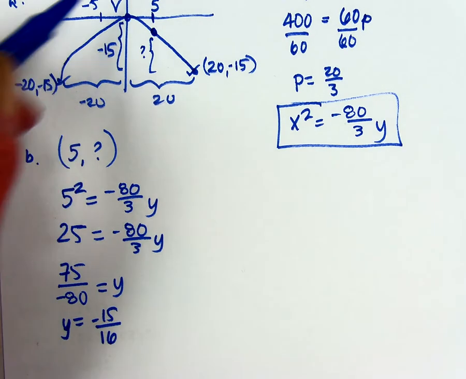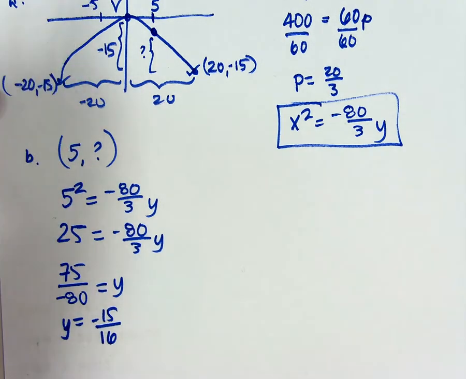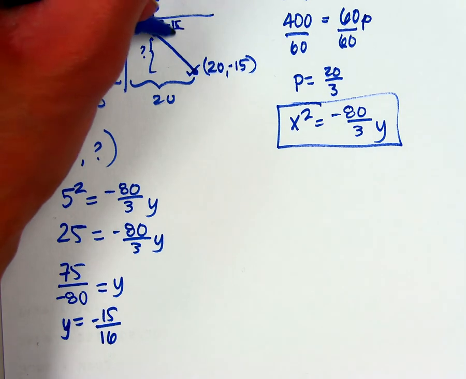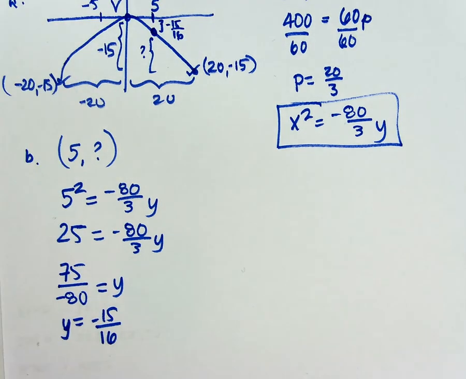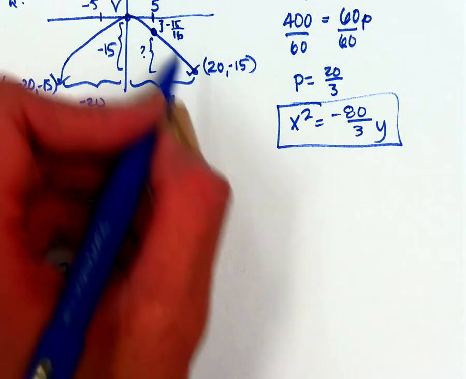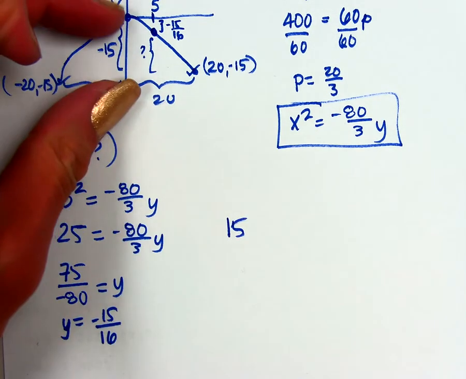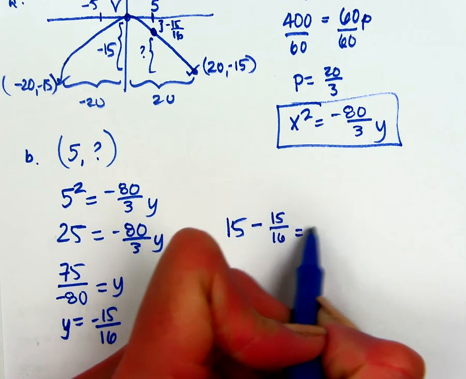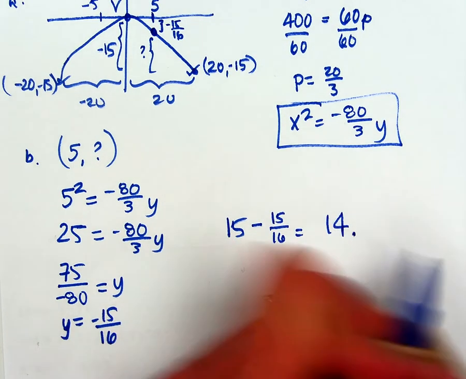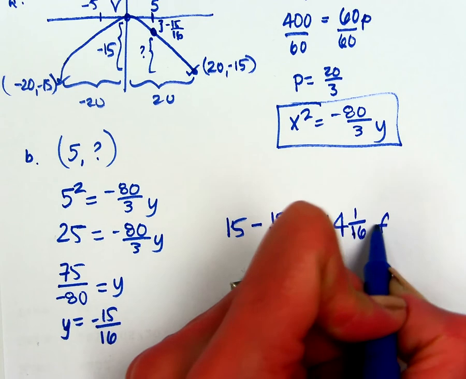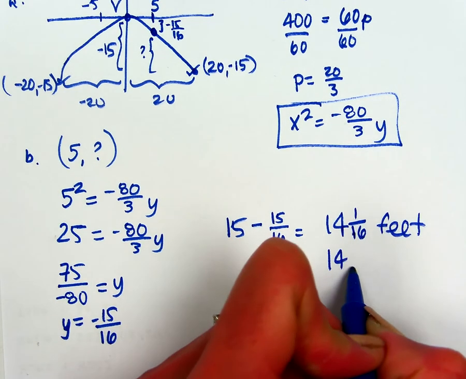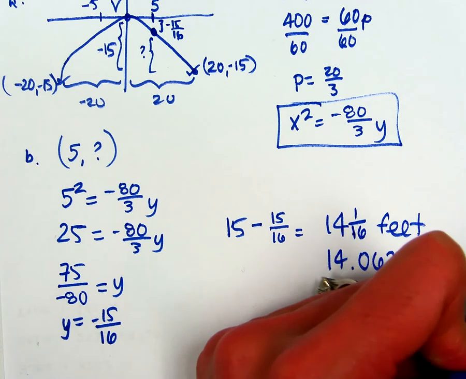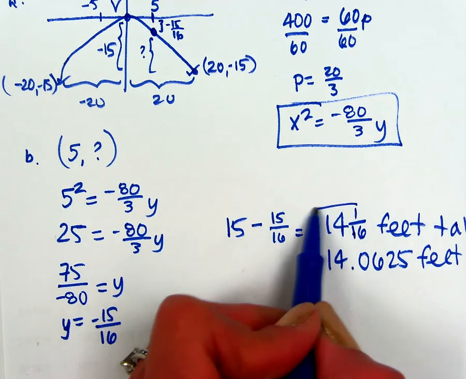All right, but it's asking you how tall is the arch, so we need this distance. We just found that this distance is 15/16 downward. So I want to find out the difference between 15, right, this is the total height, and take away that little part. So if I do that, I get 14 and 1/16 feet. If you do that as a decimal, it's 14.0625 feet tall. So I guess either answer would be fine.